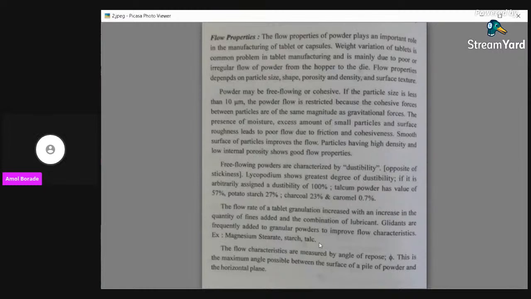Now, until now you might have understood why flowability is needed, why we are studying flowability, and where it is needed. It is needed in tablet manufacturing. It is needed to assure the proper journey of the granules or powder from the hopper up to the die casing.